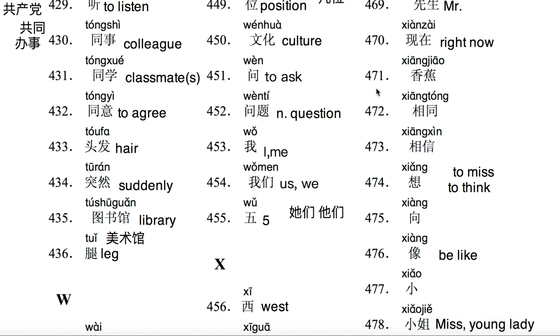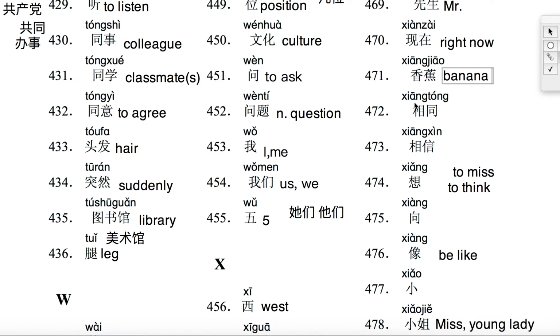Number 471, 香蕉, 香蕉 means banana. 香, the first character, means smells good, and then 蕉, just remember that, because we don't usually use these single characters alone, we put them together to make the word banana.